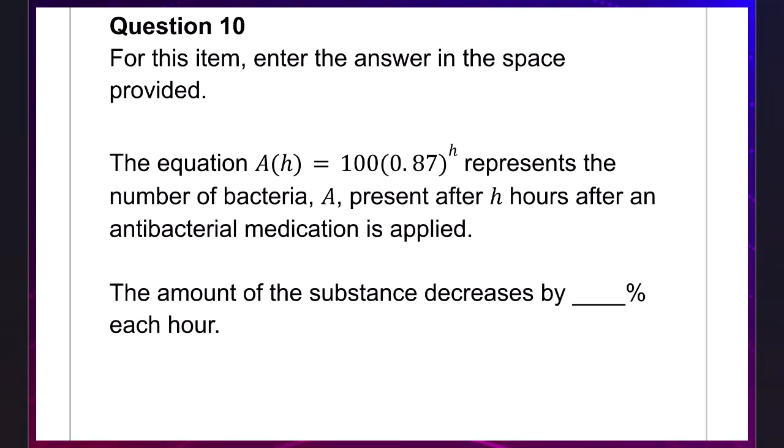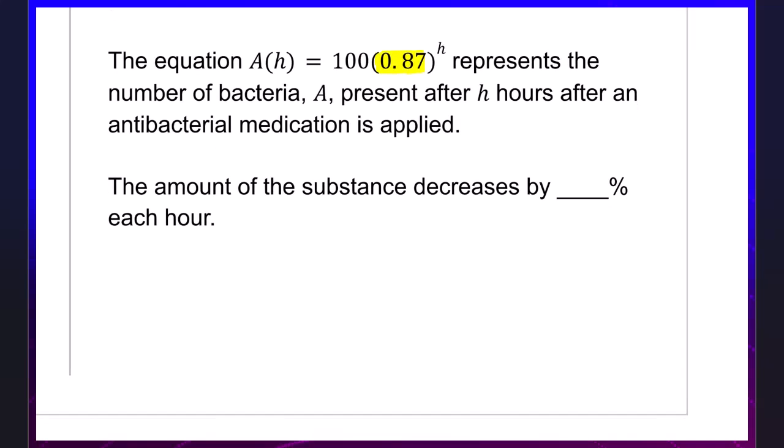Okay, so this question number 10 is similar to the last two, except it is a short answer format, and that's possible on your benchmark, your tests, and your end of course. We've got a new function here. We have an initial amount of 100, and then we have a rate. It looks like it's a decay because it's between 0 and 1. So remember, your answer is very rarely going to be that 0.87. If it's a decay, it's about what you're losing, not what you're keeping.